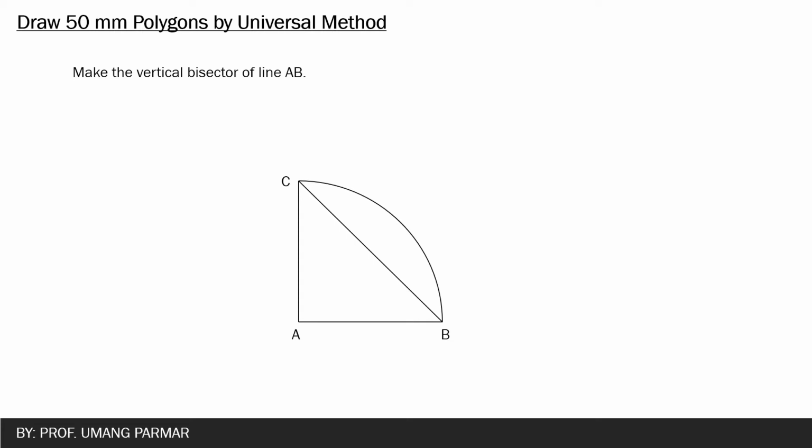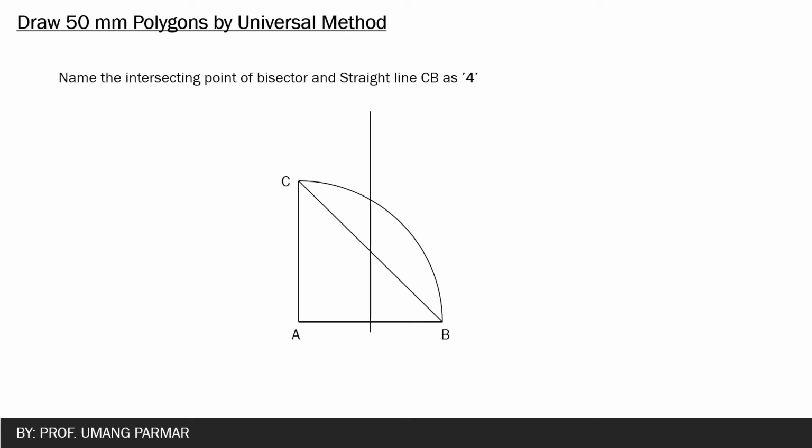Our next step is to make the vertical bisector of line AB. Vertical bisector means a vertical line which divides the line AB into two equal parts. So we will have this line. This is the vertical bisector which divides my line AB into two equal parts. Right now it is 50 mm, so 25 mm here and 25 mm here.